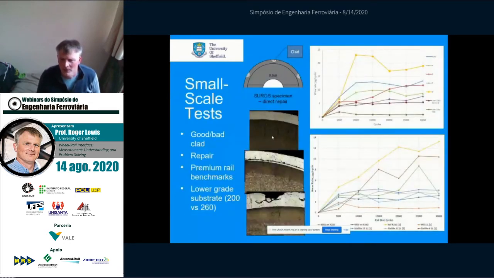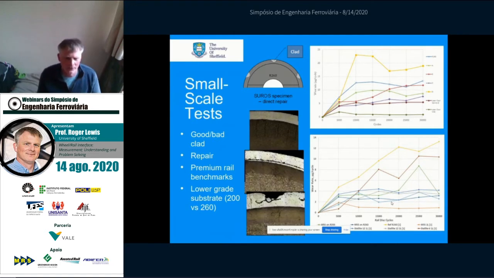So we were cladding using a wide range of materials. Some of those you can see here in the bottom right graph. So we were cladding cylinders and making specimens to use in our twin disc machine. So that within the twin disc machine, we have a disc made of wheel material, which we load and roll against a rail material. In this case, the rail material was clad.